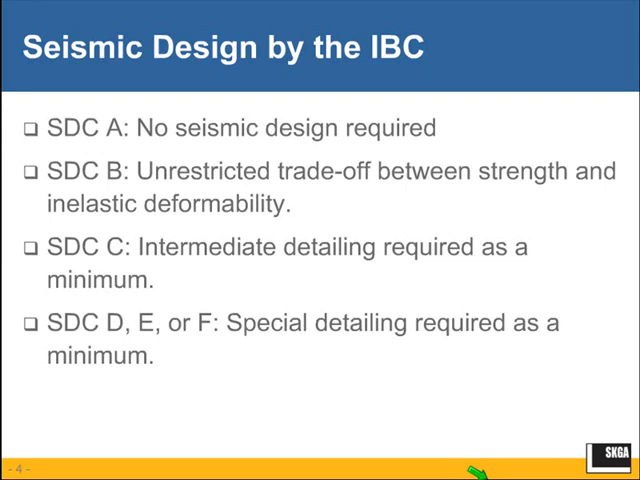If a structure is assigned to design category B, in the design of that structure we will be allowed unrestricted trade-off between strength and inelastic deformability. We can provide ordinary detailing designed for a high force level. We can provide intermediate detailing designed for a somewhat lower force level, or we can provide special detailing and design for a very low force level.